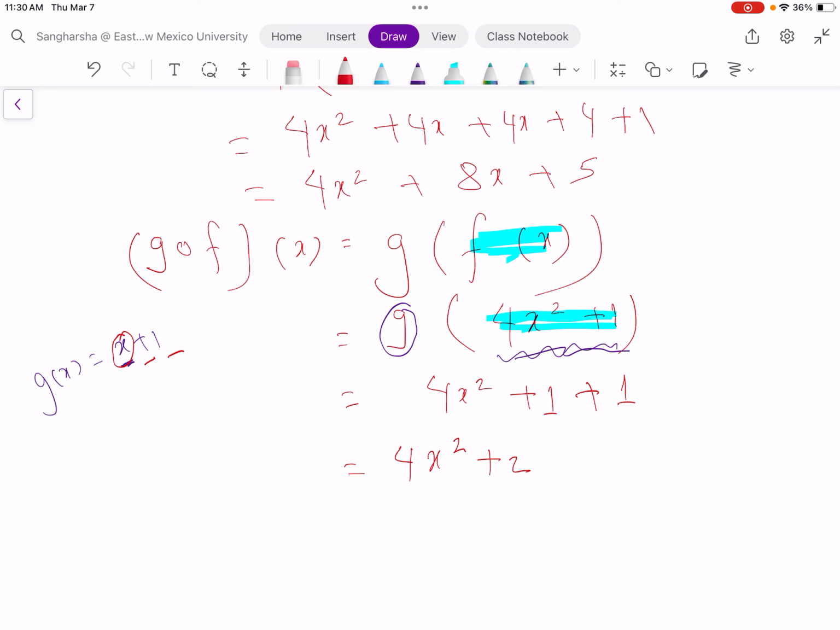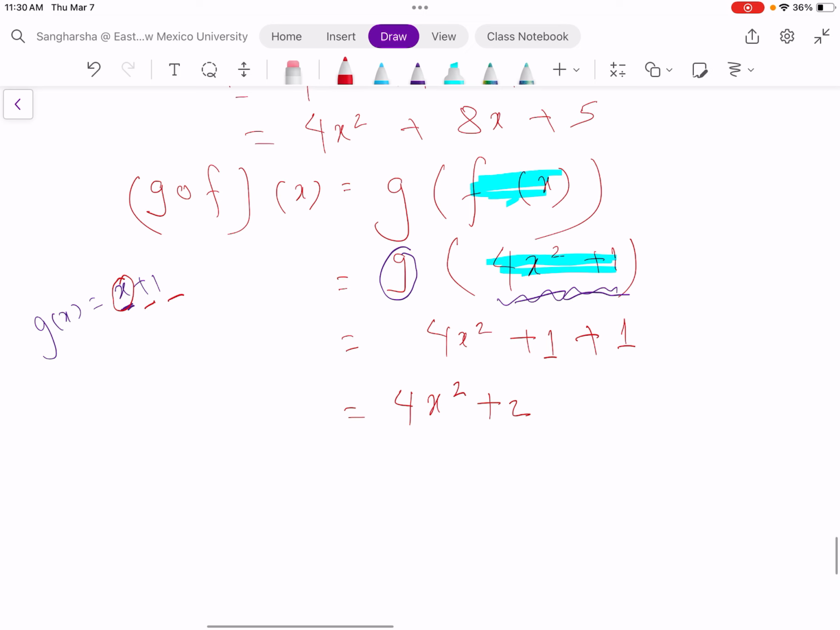Okay, let me see what we have next here. Okay, finding domain, we did that. Okay, now let me go to the difference quotient. Okay, do you have any question with the composite before we start the difference quotient? You will have the composite also, and you will have the difference quotient also.